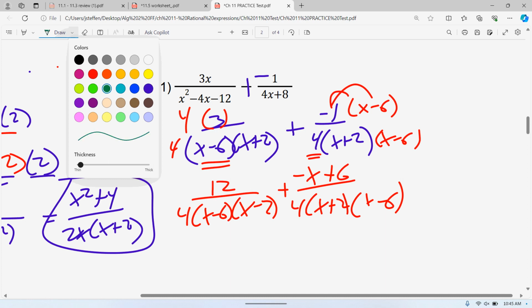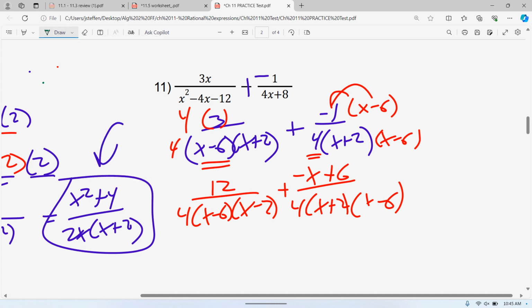So we just have to add our numerators. Negative 12 doesn't combine with anything.